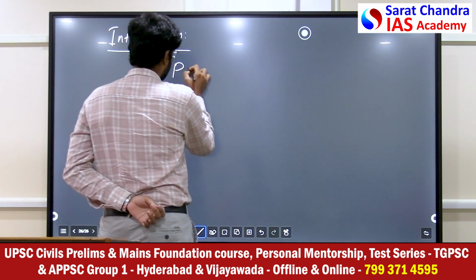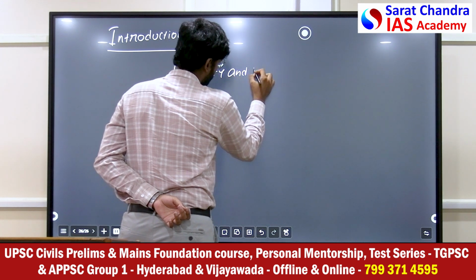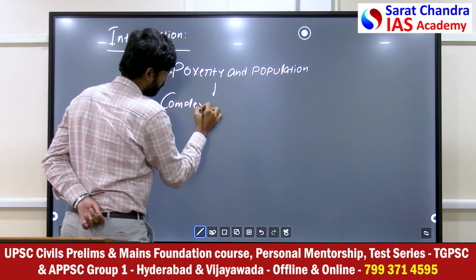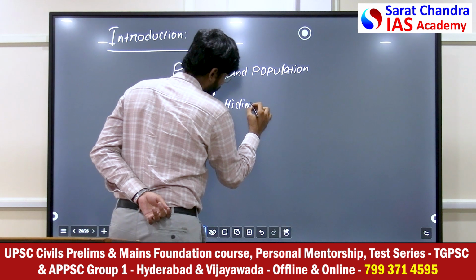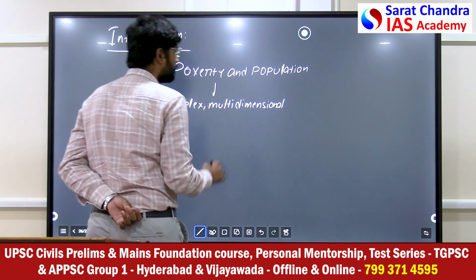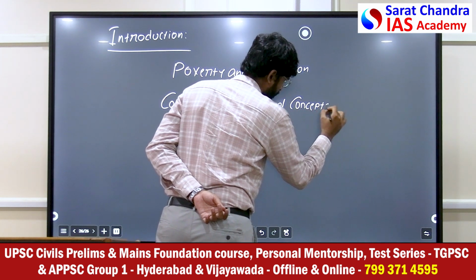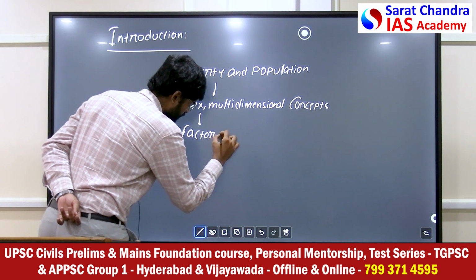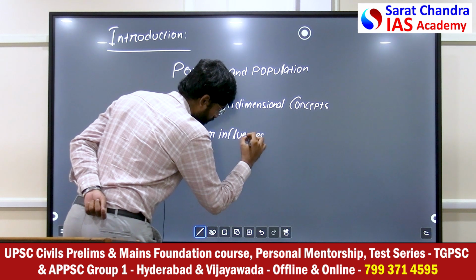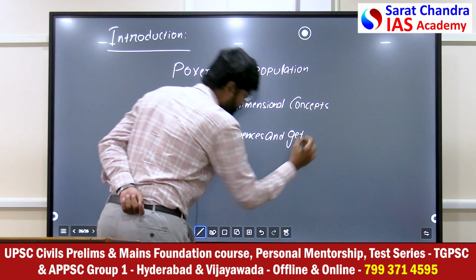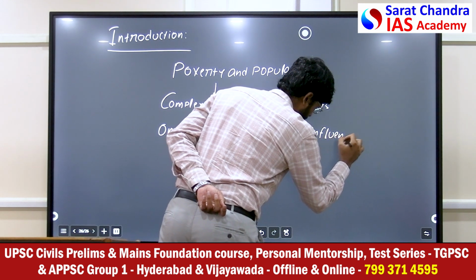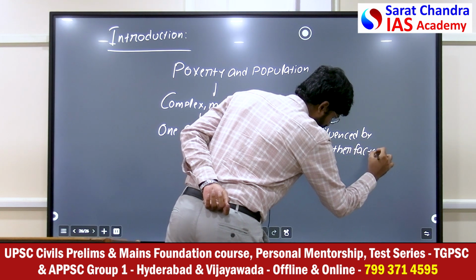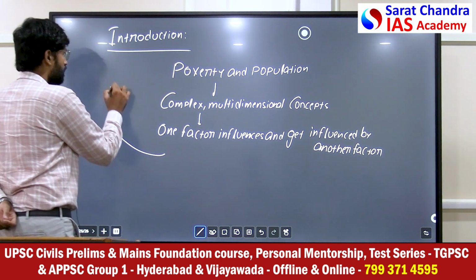See, poverty and population both are complex, multidimensional concepts where one factor influences and gets influenced by the other factor, which creates the vicious cycle.